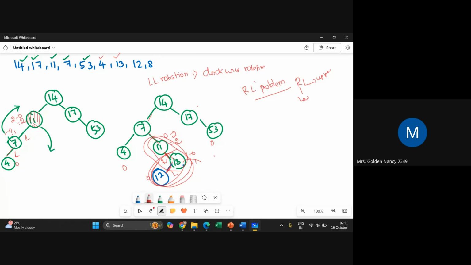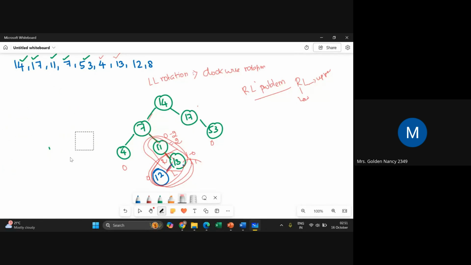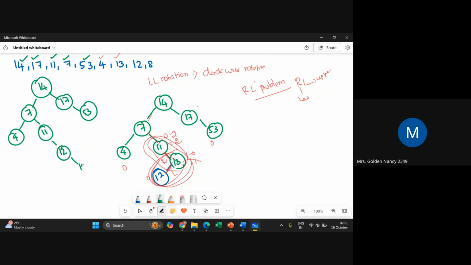I'll draw the tree again. Erase it. Okay, so I'll draw this diagram. 14 will be the same, 7 will be left, 17, 5, 3, 4. And 11 will be there. If I pull this 13 down, what happens? 12 will be here and 13 will be here. So you have this R rotation. Now you have to do L rotation. You have a problem in these three nodes only.